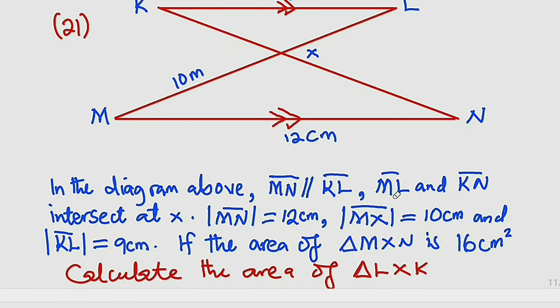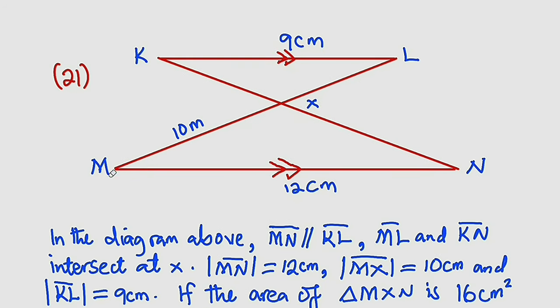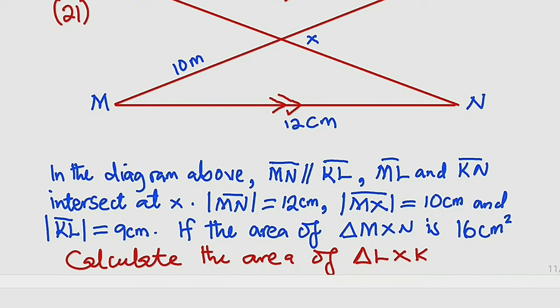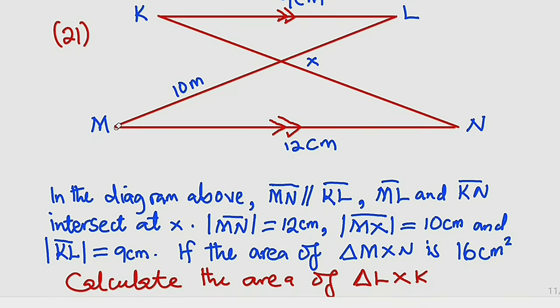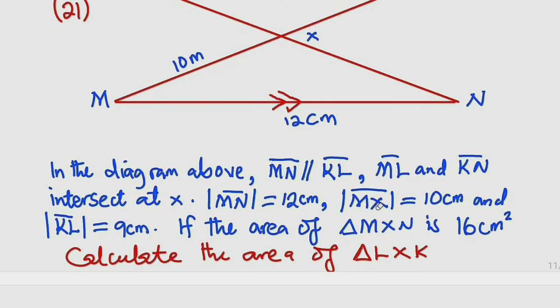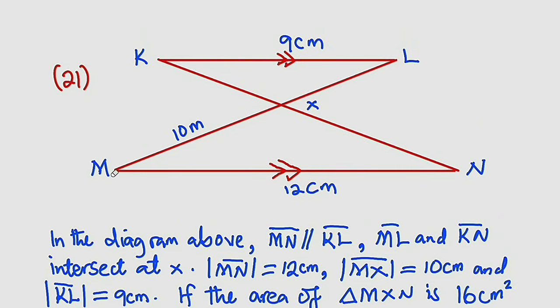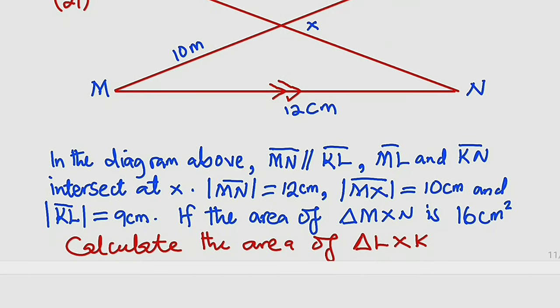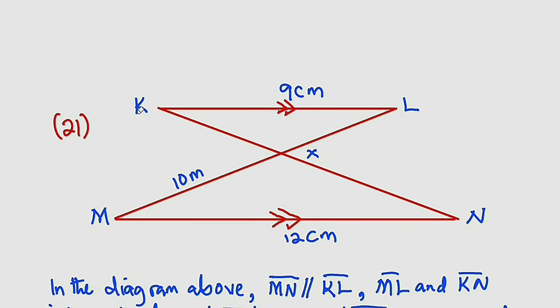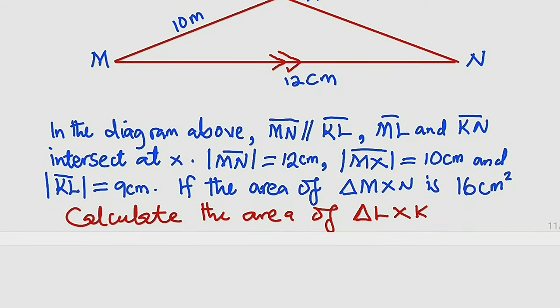Then we have line ML and line KN intersect at X. So it means that this line right here, which is a transversal line, and this other transversal line meet at X. The measure of line MN is 12 cm. You can see that right here. This line is 12 cm in length, and the measure of MX is 10 cm. So from M down to X is 10 cm, and the measure of KL is 9 cm. You can see K down to L is 9 cm.